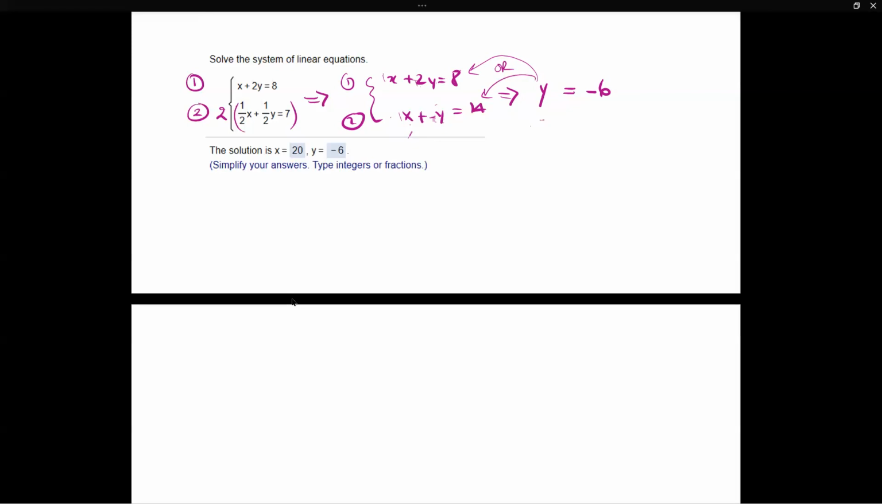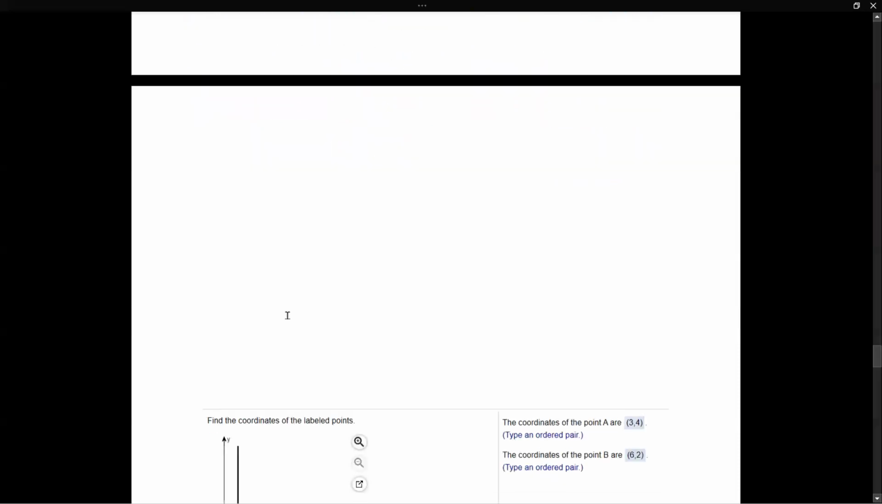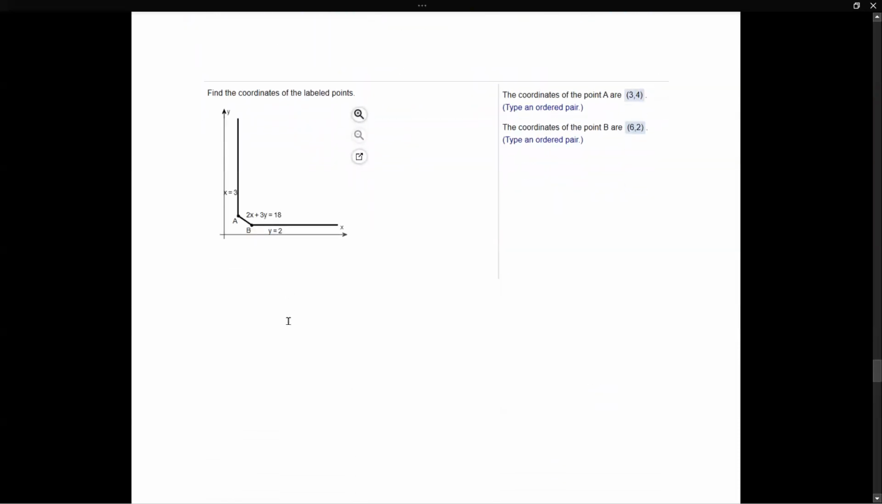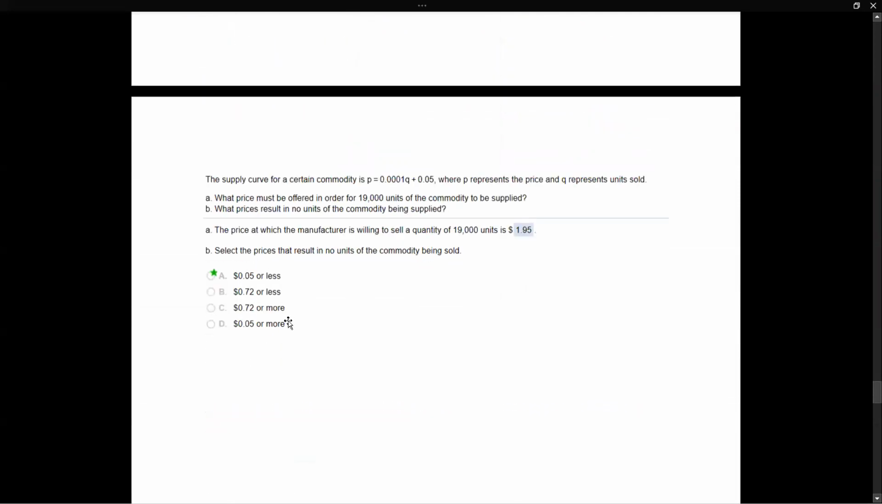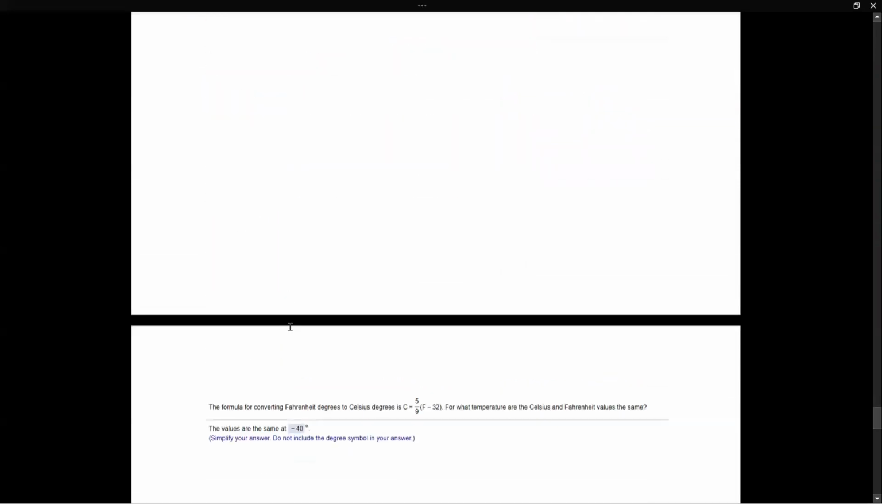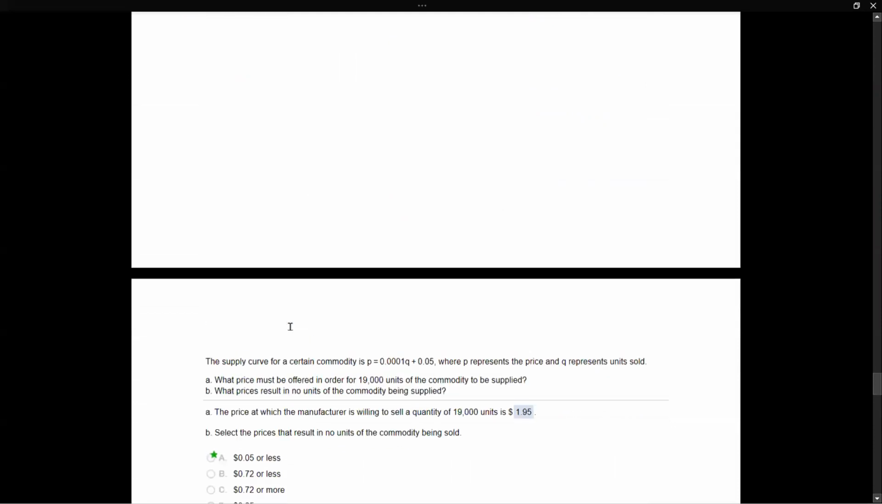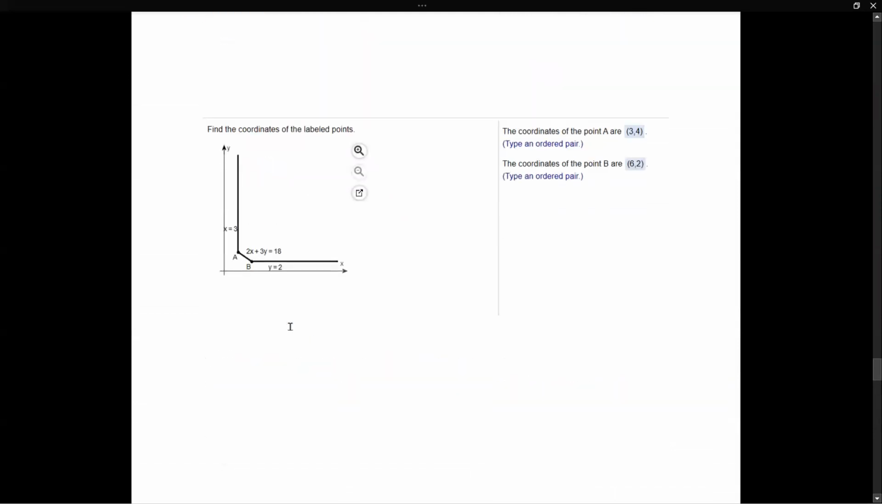So let's pick number 2. If you pick number 2, you have 14 minus y, right? So 14 minus -6, and that's a 20. So that should work, which means that's the point that is a solution for this. This is finding the coordinates. Let's see, do we have another similar problem? No.